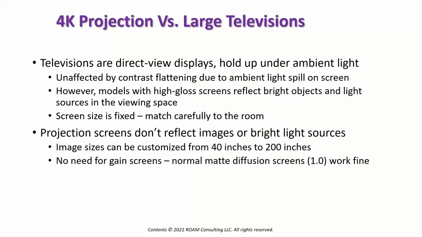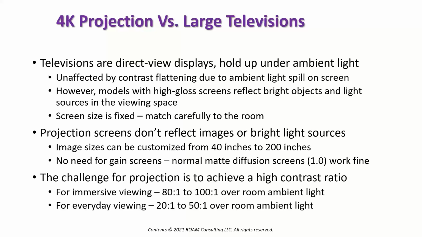Projection screens don't reflect images of bright light sources that you don't want to see. They reflect light from the projector. So if you have a lamp in the room, it just flattens the contrast, but you don't see the lamp on the screen. It is throwing a little bit of light on the screen, but you don't actually see the image of the lamp. Image sizes can be customized from 40 inches to 200 inches. There's no need for gain screens. These things are bright enough now that a normal matte diffusion screen, a 1.0 gain, works just fine.